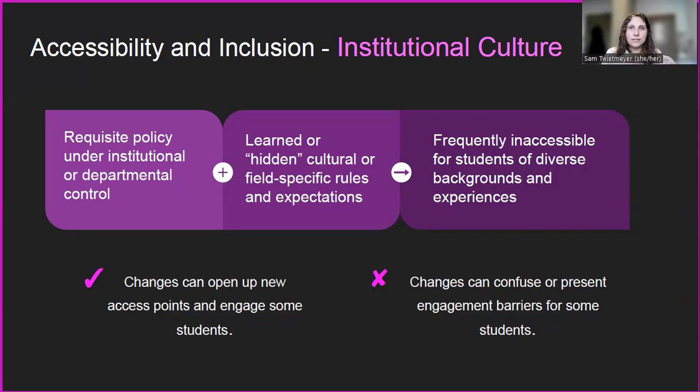So obviously there are places we can make changes and places we can't. But even then, changes can open up new access points and engage students who were otherwise not engaged because they were hitting these institutional or hidden cultural barriers. But changes can also lead to confusion and more engagement barriers for the students who were maybe already adjusted to the institutional and cultural frameworks that were assumed in the first place. So always be careful that as you take those actions to make changes, those changes are moving towards universal design that all students can understand.